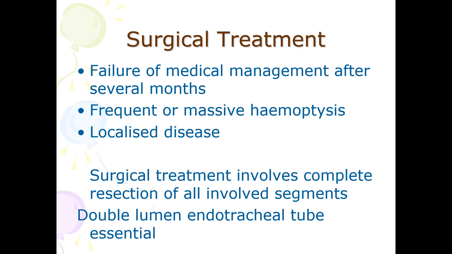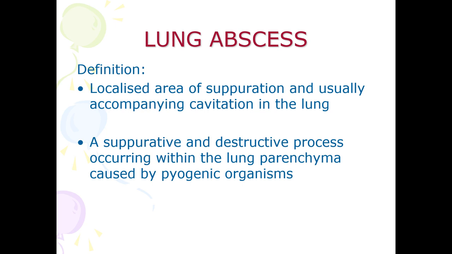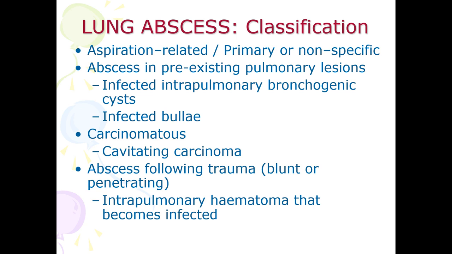Lung abscess. Lung abscess by definition is a localized area of suppuration, usually accompanied by cavitation in the lung. It is a suppurative and destructive process occurring within the lung parenchyma caused by pyogenic organisms. It's due to either aspiration, related primary or non-specific abscess, or abscess in pre-existing pulmonary lesions: infected intrapulmonary bronchogenic cyst, infected bulla, cavitating carcinoma, abscess following trauma, blunt or penetrating, or intrapulmonary hematoma that becomes infected.